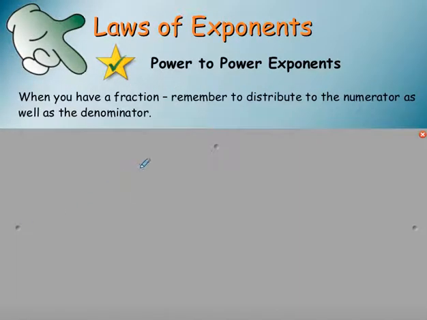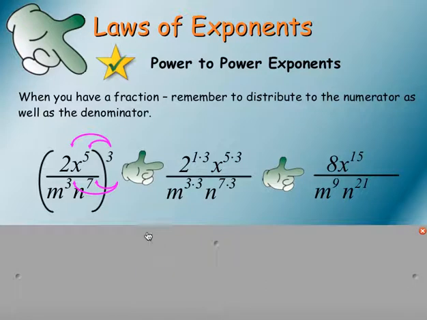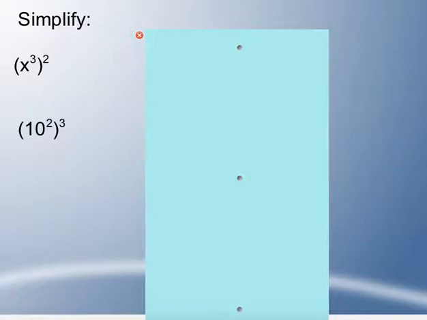And for fractions, we're going to do something very similar. So if we have 2x to the 5th over m to the 3rd, n to the 7th, all to the 3rd, we're going to distribute this 3 to everything inside. So we get 2 to the 3rd, x to the 15th, m to the 9th, n to the 21st, and we'll multiply out that 2 to give us 8. Okay, so just remember we need to distribute that exponent. Okay, so in this case we distribute the 2 and get x to the 6th, because power of a power we multiply. And we get 10 to the 6th, which we can multiply out with all of those zeros.